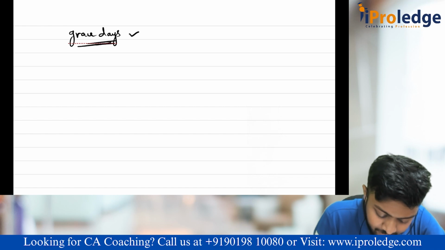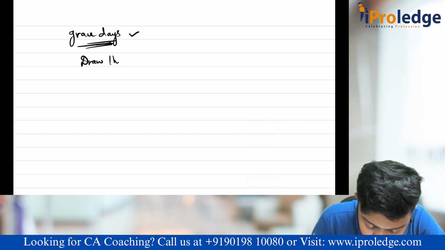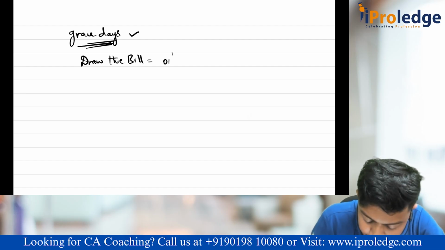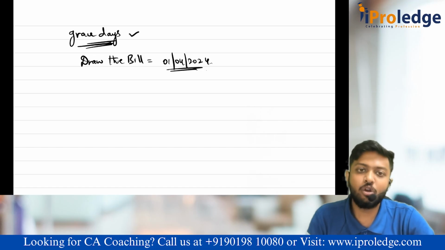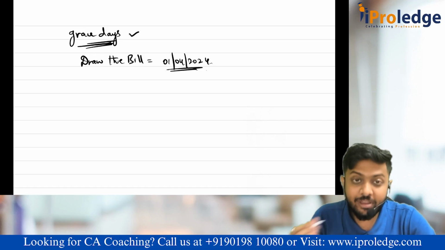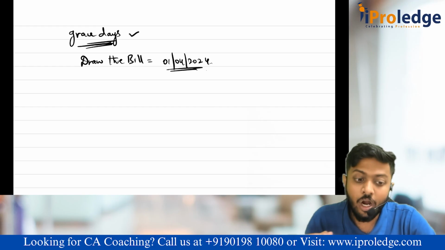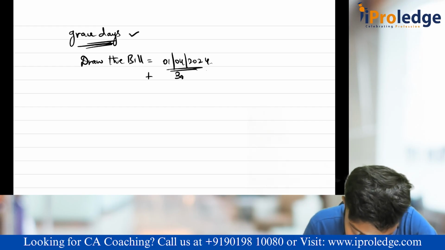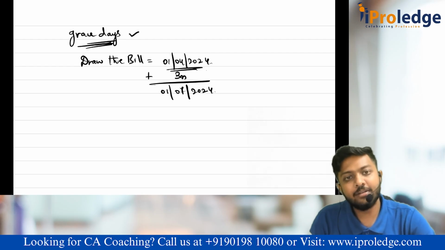When did I draw the bill? Say suppose I drew the bill on 1/4/2024. This is the date on which I drew the bill. Now when will 3 months get over? Because this is bill after date, it will be calculated from the date of drawing the bill. So plus 3 months means 1/7/2024. Is that the due date?